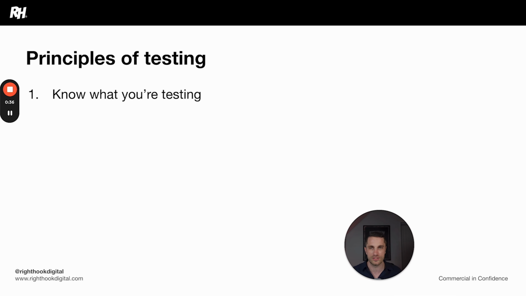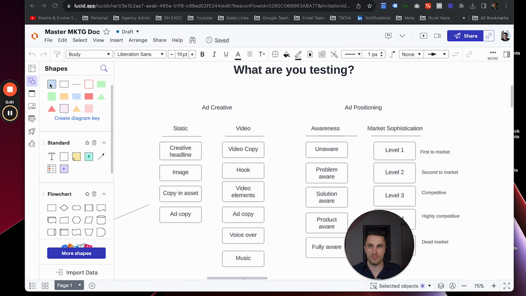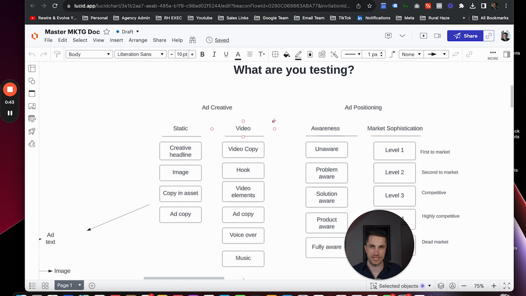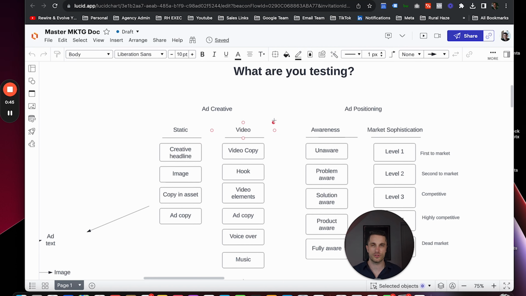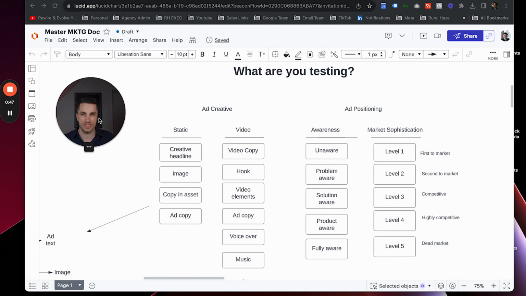So the first one is know what you're actually testing. That sounds really obvious, but I'm going to show you to what granularity you can take that test. Let me show you. So let me wireframe this out for you: what are you actually testing? Because you have to first know what you are testing, because then that informs what you actually learn from that test. For example, with your ad creative, are you testing a static or are you testing a video?